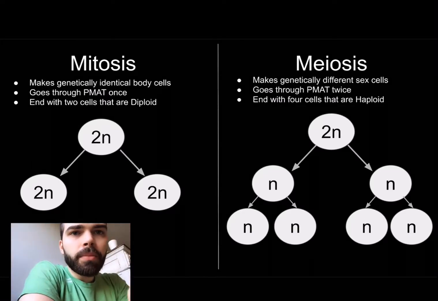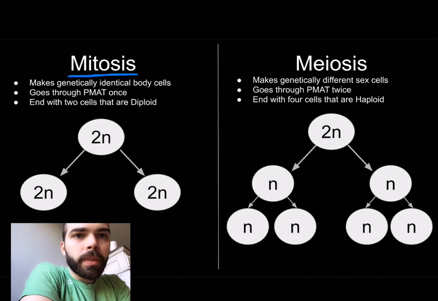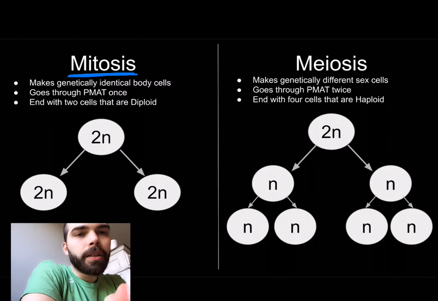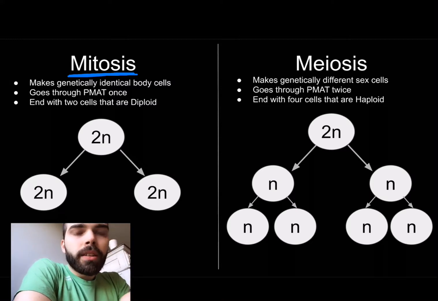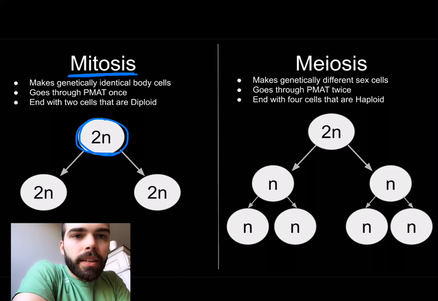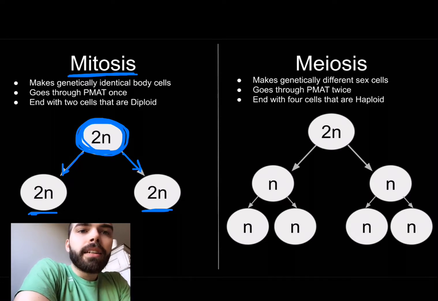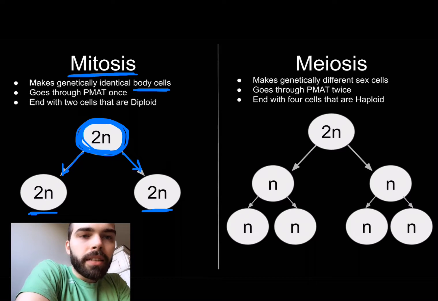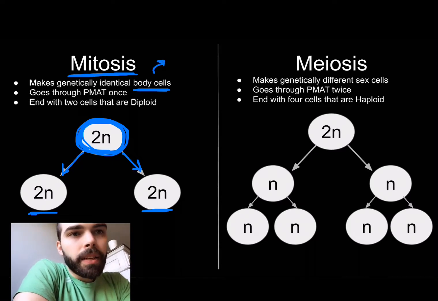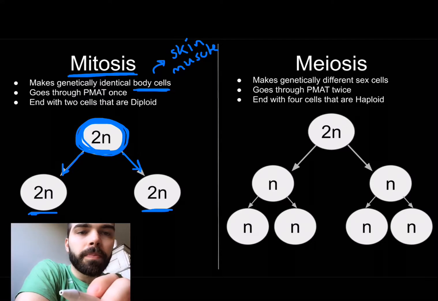First, it's important to remember what we discussed when we discussed mitosis. Okay. When we discussed mitosis, we said that you take one cell and it's going to divide and make two genetically identical cells. So the two cells that it makes are identical to the original cell. And the cells that mitosis makes are body cells. That would be things like skin cells and muscle cells. Those would be examples of body cells.